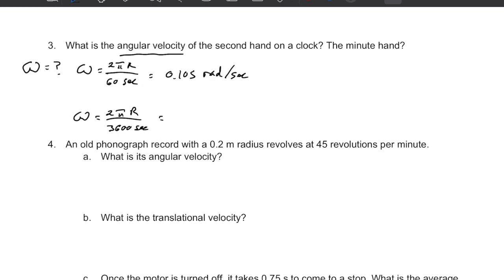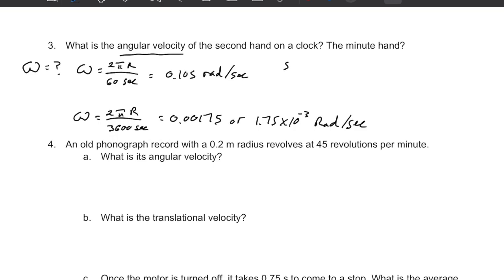60 seconds times, well, it's 60 minutes. Oh, 3,600, is that right? Yeah, that's totally right. All right, so 3,600 seconds is an hour, and that's how long it takes for it to go all the way around. It gives us 0.00174, or 0.00175. And if we want to clean that up, that'd be 1.75 times 10 to the negative third radians per second.